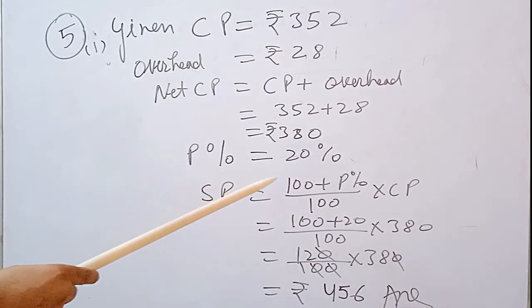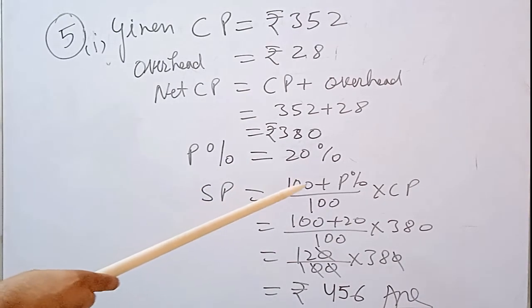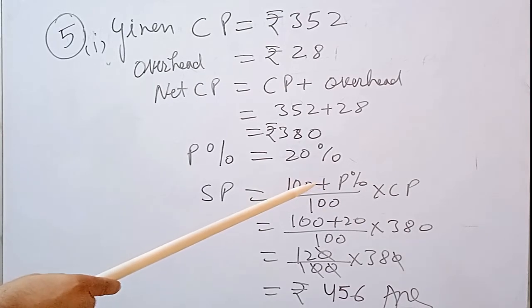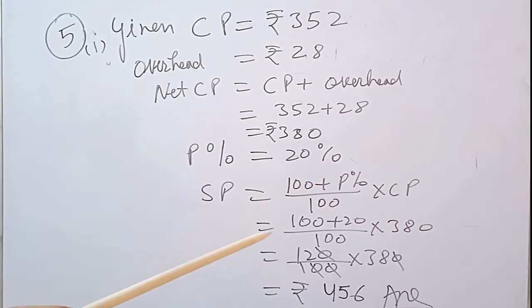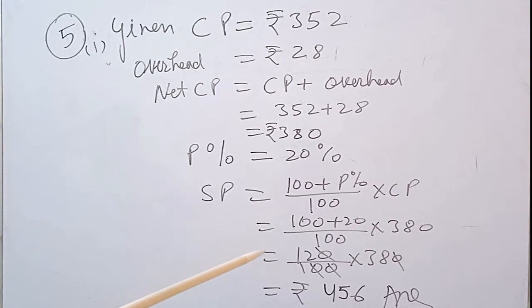So SP equal to (100 plus profit percent) upon 100 into CP, as we know the formula. So (100 plus 20) upon 100 into 380, that is 120 upon 100 into 380. 0 to 0 cancel, and 10 from 120, so 12 into 38 we get rupees 456. So SP is 456, and that is your answer of question number 5, first part. In that manner you can do other sums of this exercise.